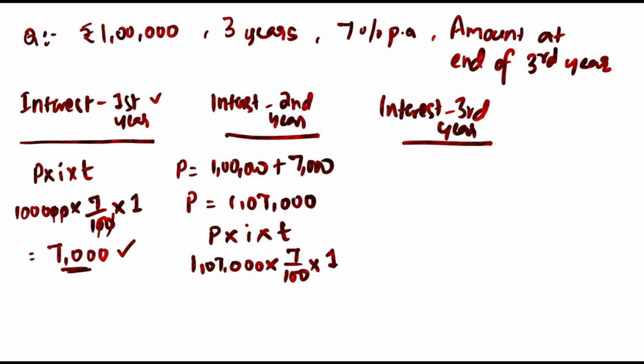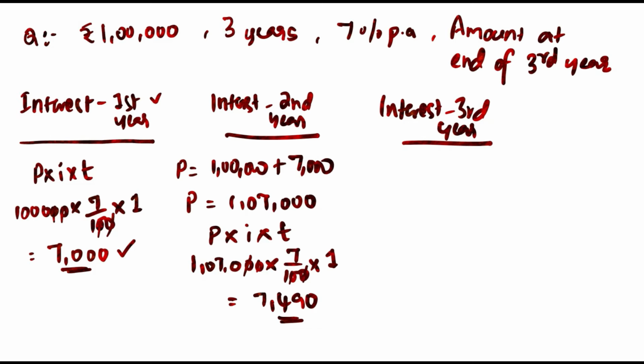Okay, so 1,07,000 into 7% into 1 year, and what is the answer we get? So you can cancel these 2 zeros with these 2 zeros. 1070 into 7. So you can make use of your calculator, and the answer is 7490. Already you can see there is a difference. In the first year interest calculation we found 7000, and in case of second year we have already got 7490. So there is an increase of rupees 490 when compared to the first year.